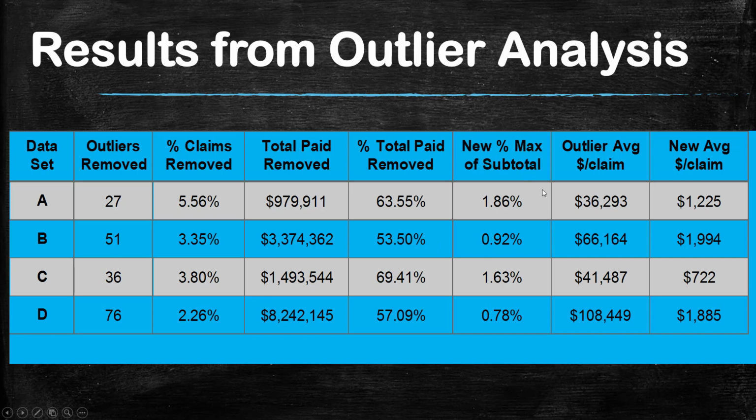As far as the new max, before they're higher, and my goal is to try to get it down to around 1%. We were able to accomplish that in 2 of the data sets, but 2 others that I believe were smaller anyway, we got it to below 2, and I guess that's good enough. We'll have to see how that works out in the end. As far as what is the average claim per outlier that was removed, you see they're quite substantial. They're all 50 and above, but it's an average, and so they're up there.